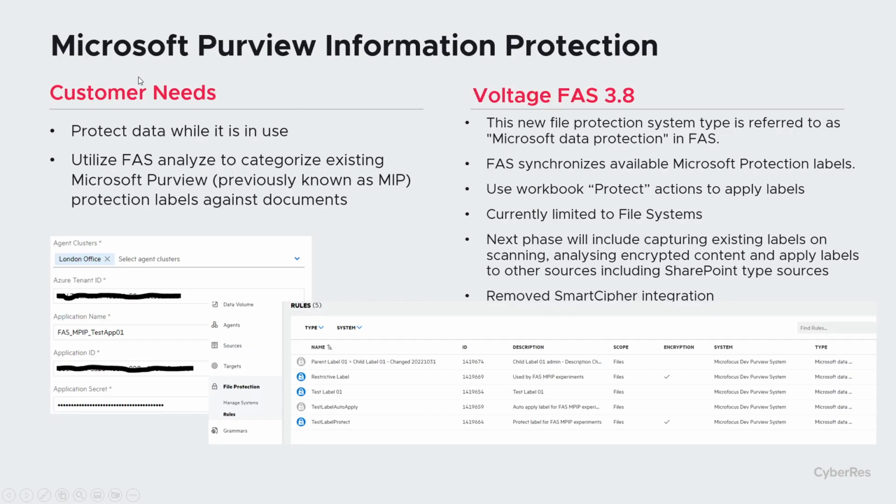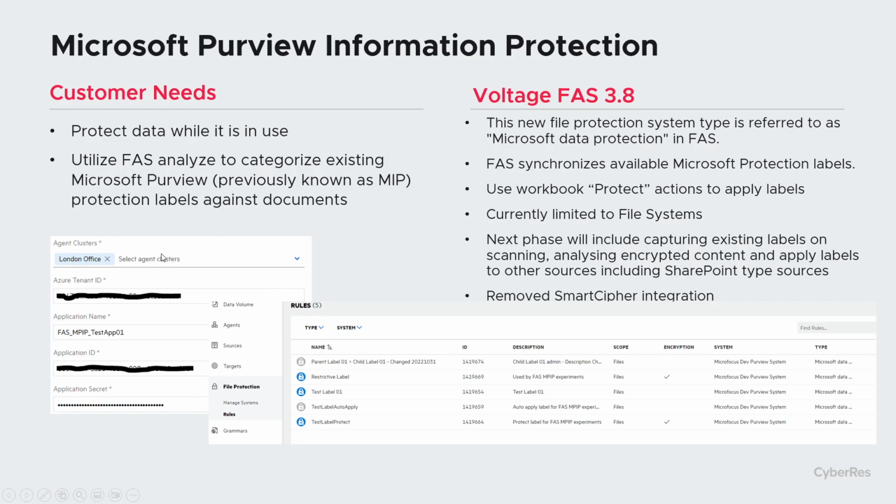The next option is the introduction of Microsoft Purview. This used to be called Azure Information Protection, and in previous incarnations it was called MIP. But Microsoft have now named it Purview Information Protection. So now you're able to protect data while it's in use, and you can use FAS's analysis to categorize documents against existing Purview protection labels.